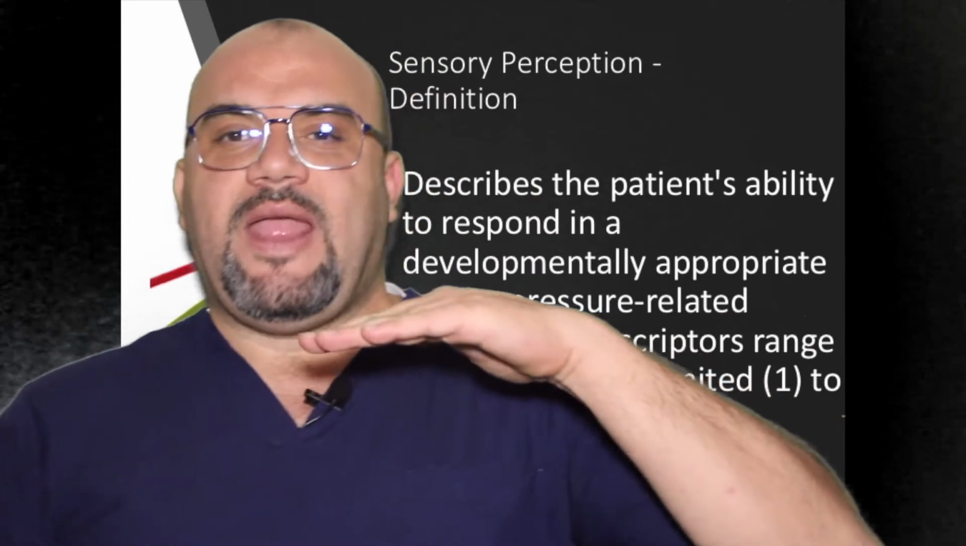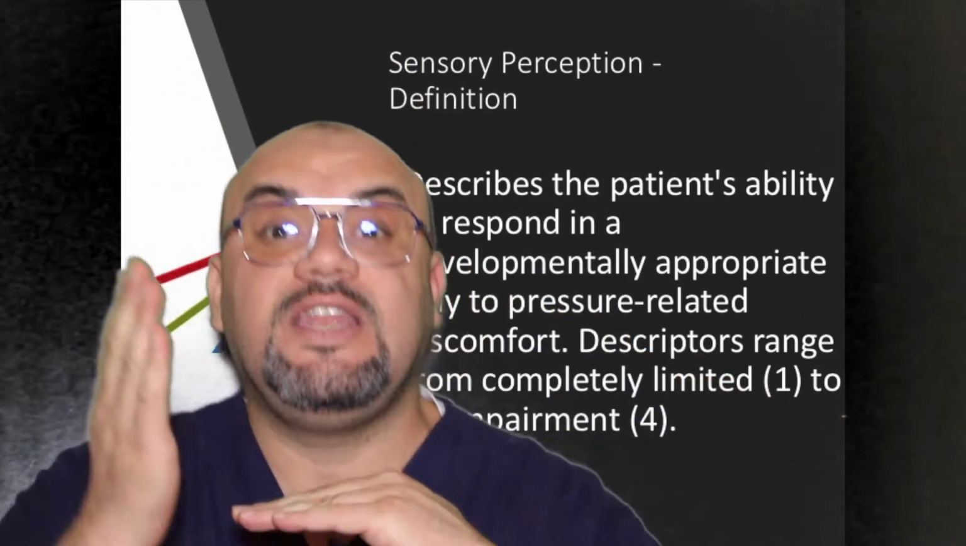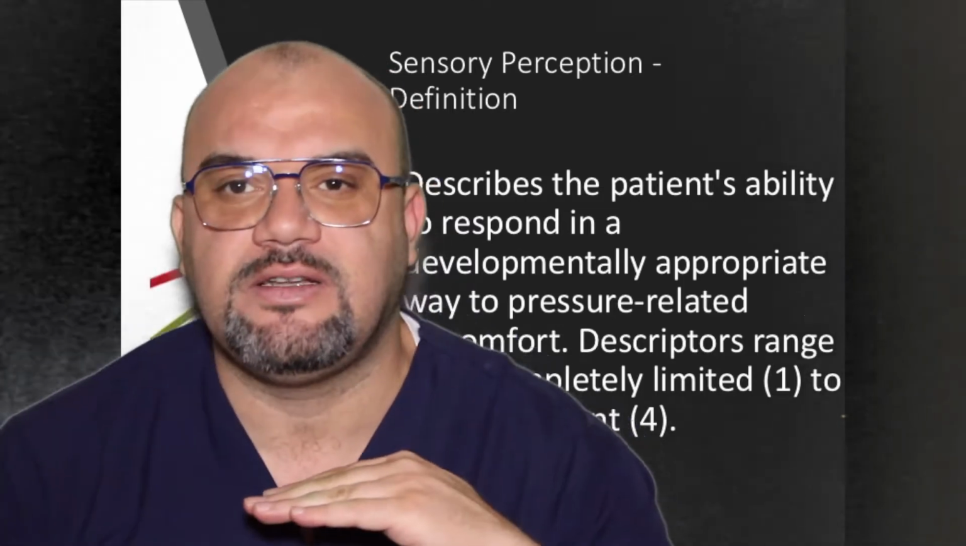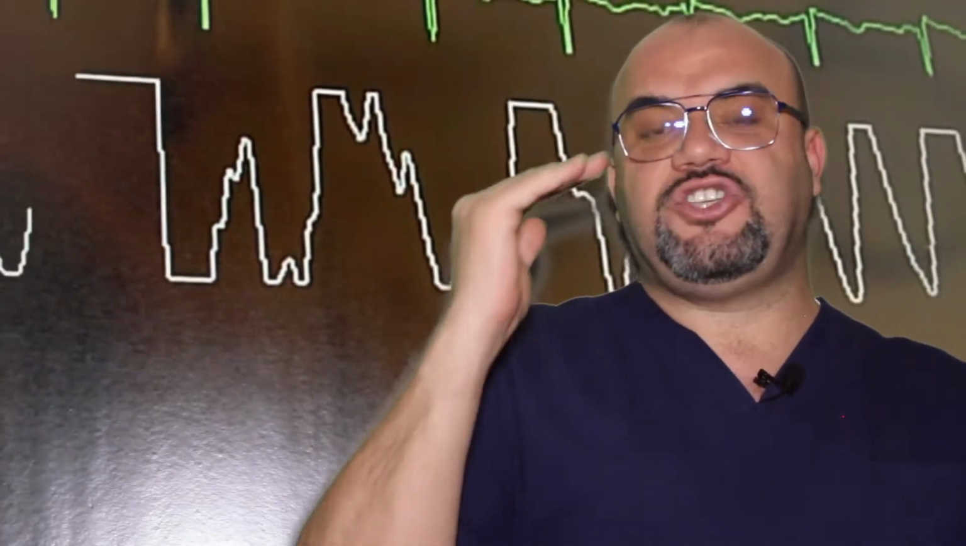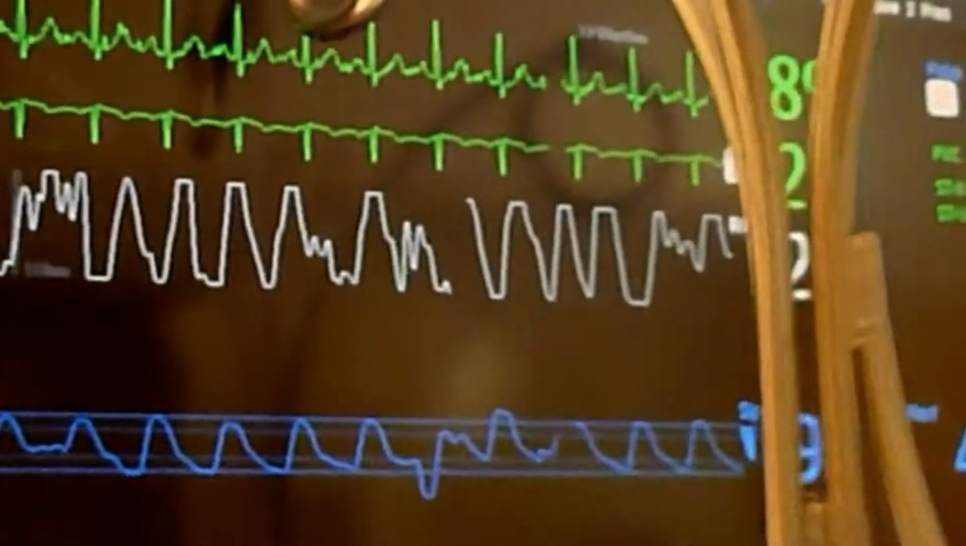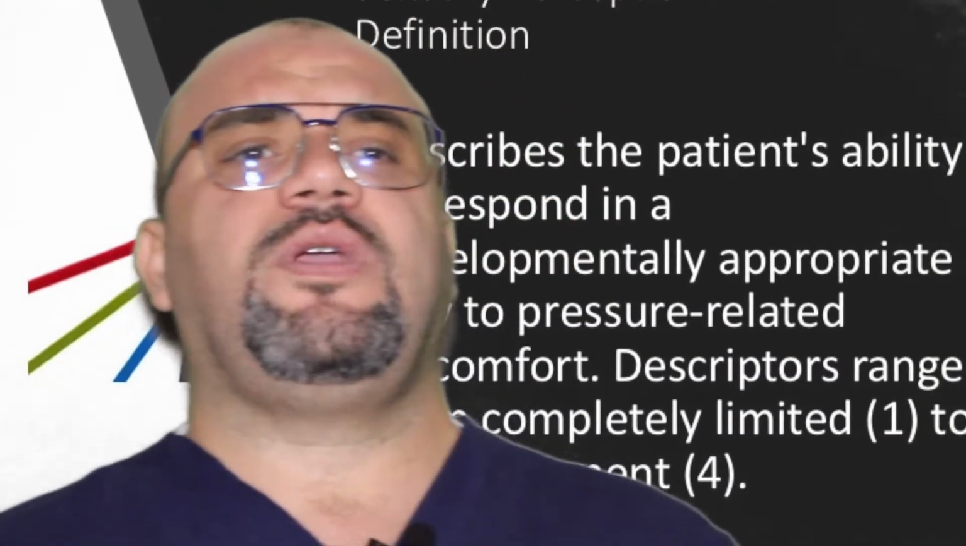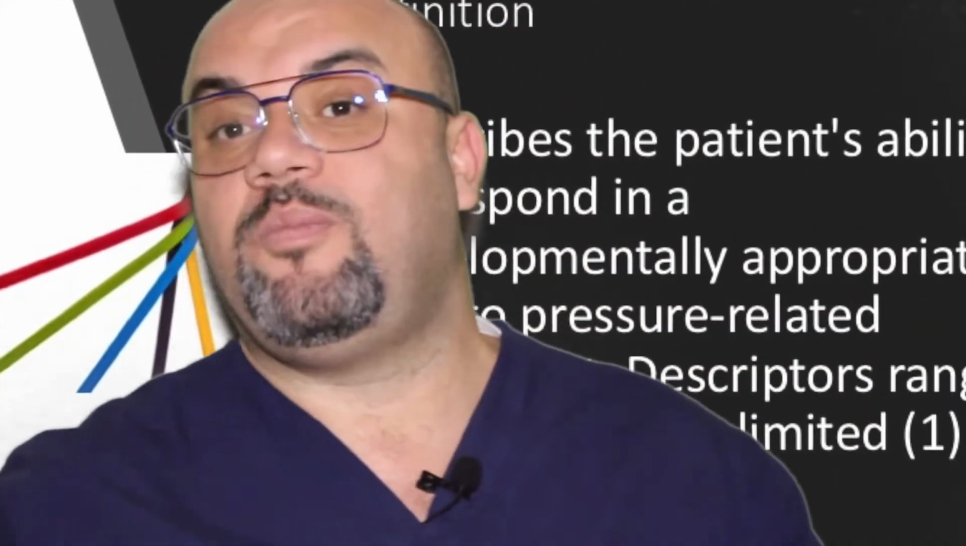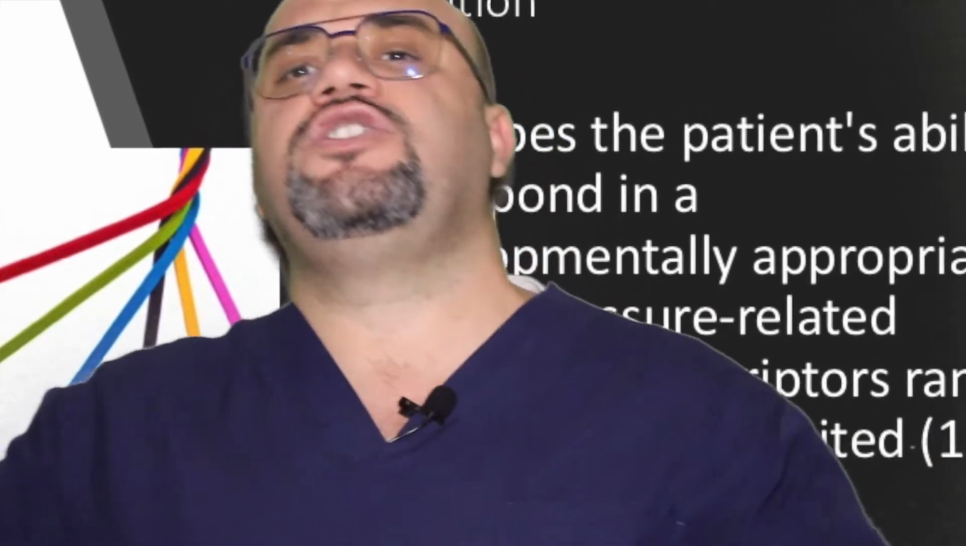When we are talking about the Braden, the lower the score, the higher the patient's risk to develop a pressure ulcer. When the score gets higher, the chance of developing the pressure ulcer is reduced, but there is always a chance to develop it. Coming back to the sensory perception, we are talking about points ranging from 1 to 4. 1 is completely limited, and 4 is no impairment.